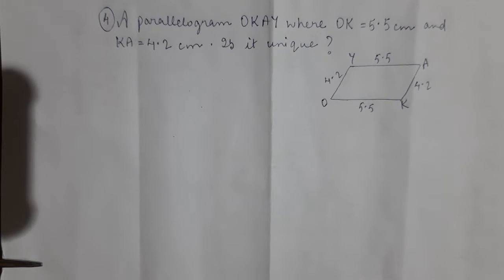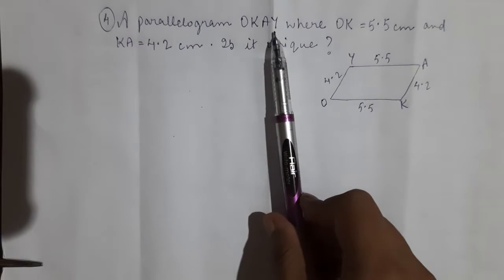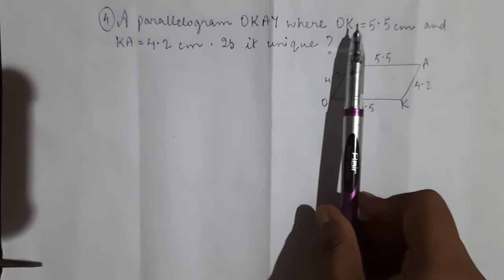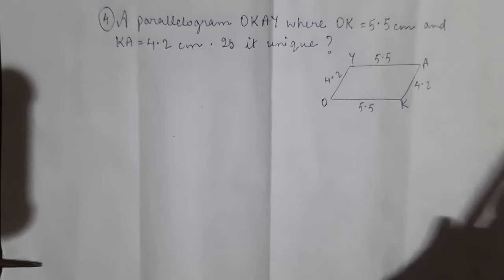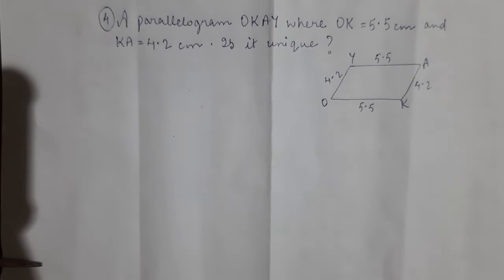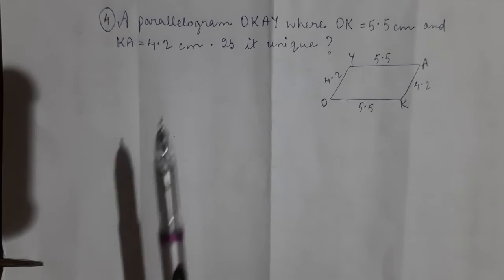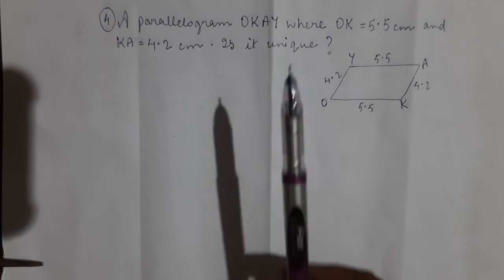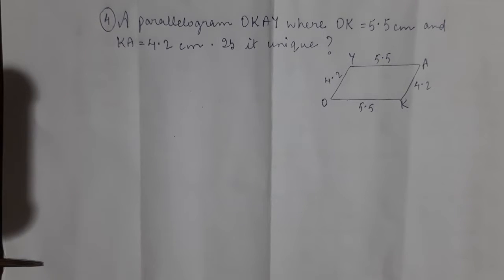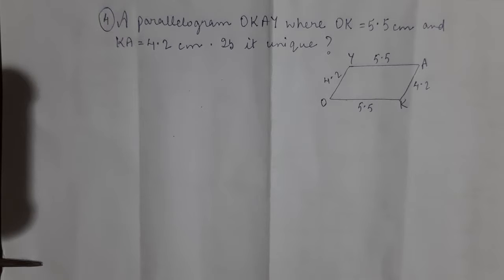Question 4. A parallelogram OKAY, where OK side is 5.5 centimeter and KA is equal to 4.2 centimeter. Is it unique? You are asked that. So children, you are to construct a parallelogram OKAY, and two sides are given.